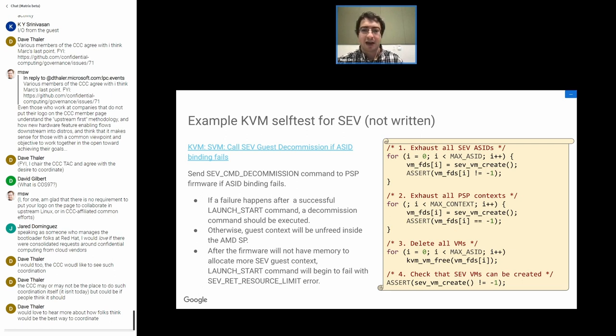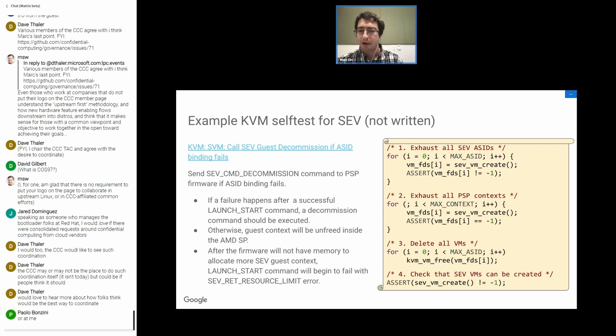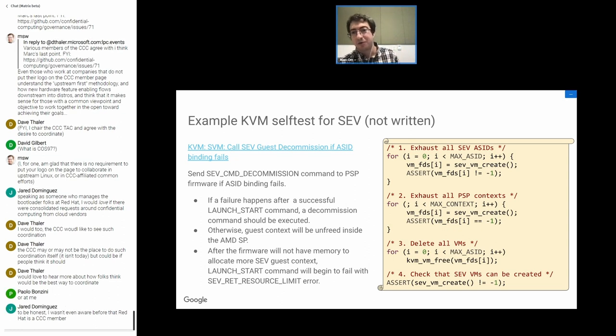On the left side, I've taken the first three sentences from the commit that fixed an existing bug. It happened when you'd exhausted all the ASIDs for the available VMs on your host, and then you tried to create one more VM. It got partway through the creation process, and then a command wasn't sent to the PSP to clean up some internal PSP state. You can actually get the machine in a state where the PSP has internally leaked some resource, and it will not allocate new VMs. Without the animation, if I try to walk through this, it's just going to be too confusing. The slides are on the website, so you can read through this if you're interested.